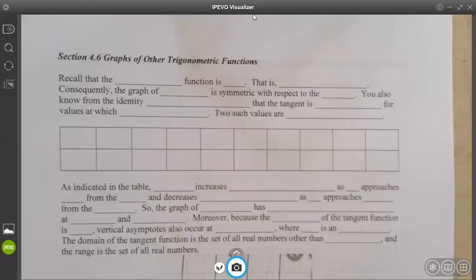At 4.6, we have 4.7 and 4.8 to go. That means we'll review on Thursday, test on Friday. Everybody good? All right.